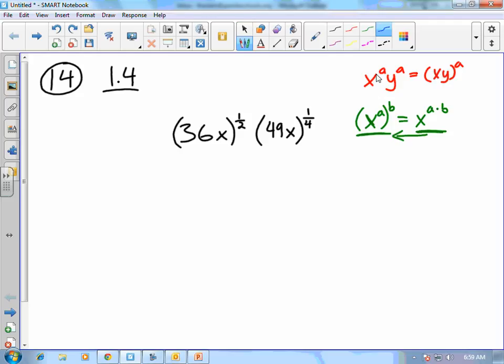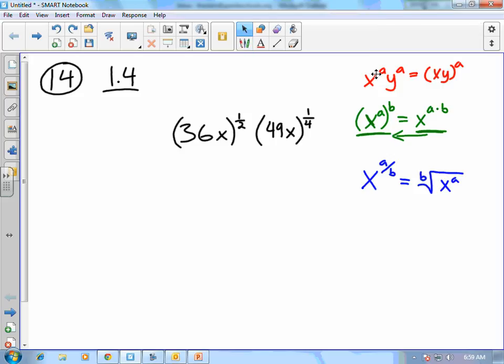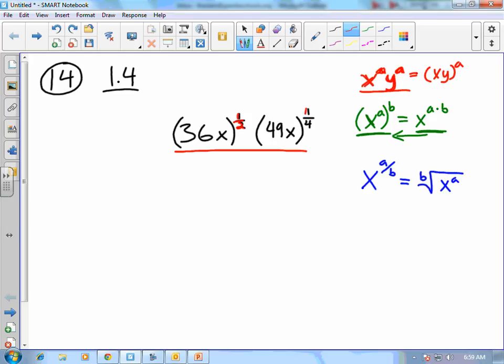And then finally, we're going to use our rule of rational exponents: x to the a over b I can write as the bth root of x to the a. So let's go ahead and start. You can kind of see that this here resembles this here. We have something to a power times something to a power. The problem is the powers aren't the same. We have a 1/2 and we have a 1/4. So I want to rewrite those so that I have the same power.